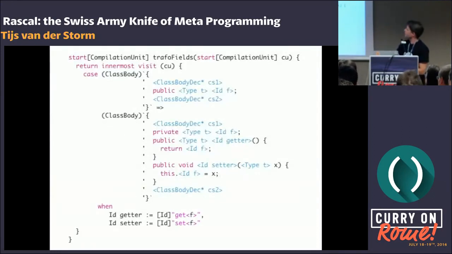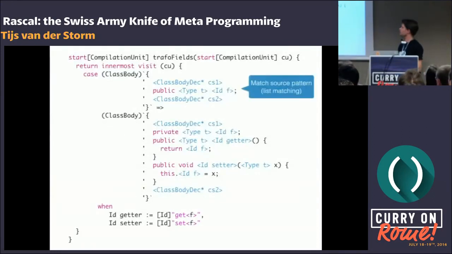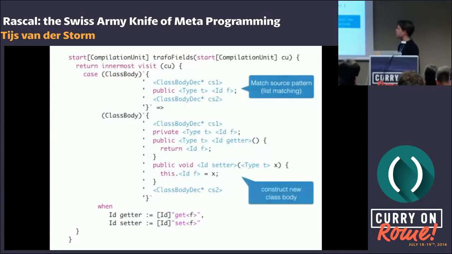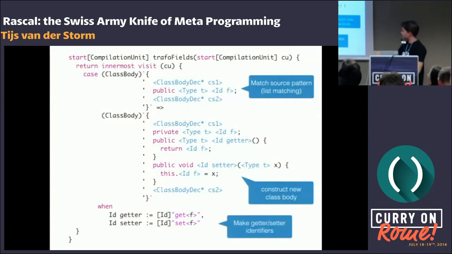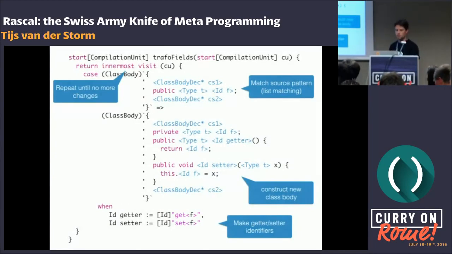So brief recap. We match the source pattern using list matching, right? So it tries to find this public field inside this list of class body declarations. And then we construct a new body, which is of the same type, class body. And then we insert the new getter and the setter and change the field declaration itself from public to private. And then we need these getter and setter identifiers. We use the parse cast operation to create them, and then we use the innermost strategy to keep reapplying these rewrite rules till the end.